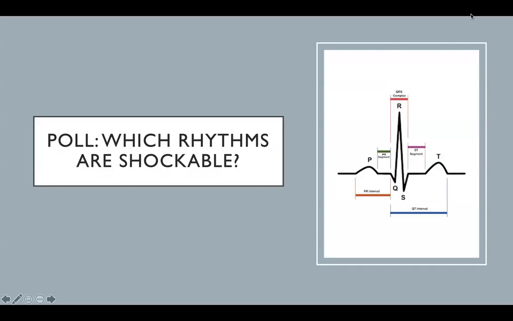So we're going to do another quick poll of which rhythms are shockable. Hopefully you can all see that poll. It says which heart rhythms, if detected, are shockable: pulseless electrical activity, ventricular fibrillation, asystole, and ventricular tachycardia. And you can pick more than one if you need to.